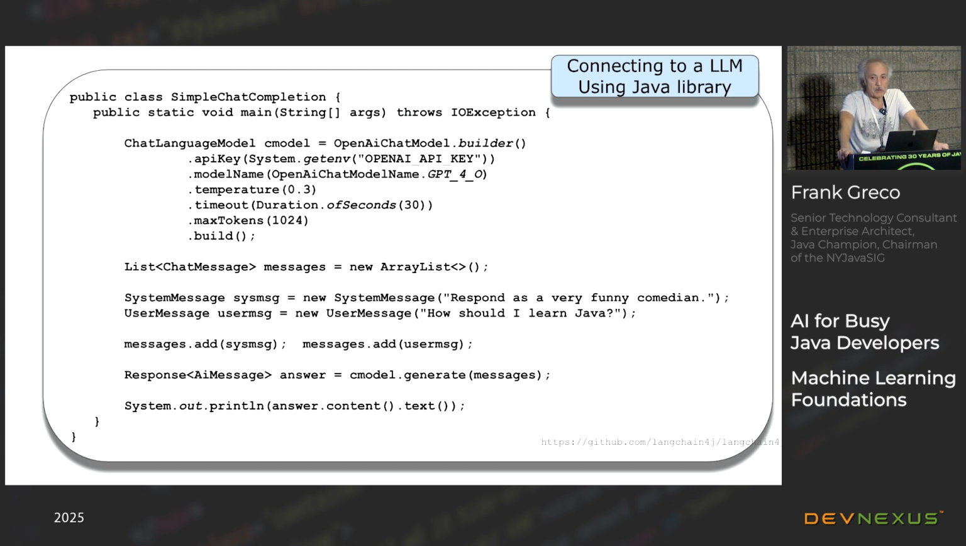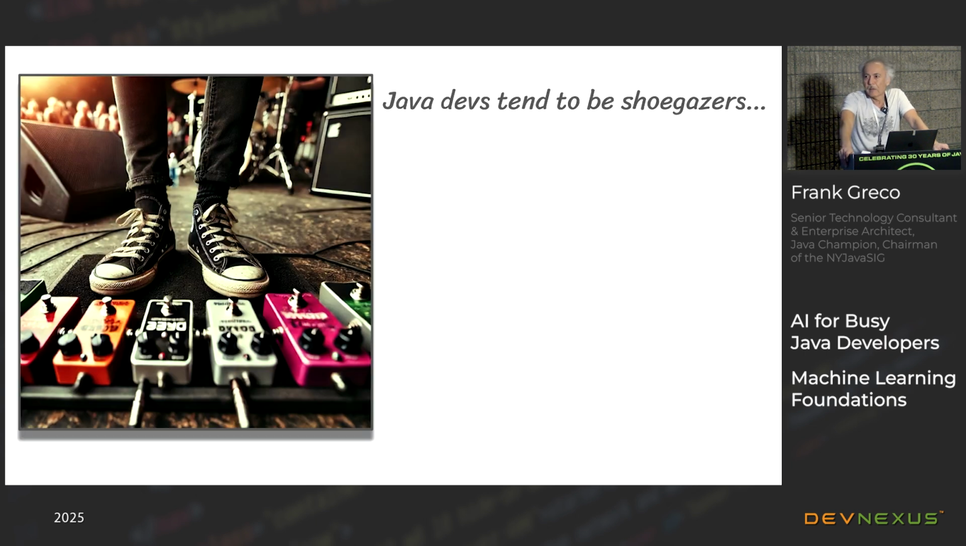Here's another example using a very popular and really nice library, LangChain4j. Less than a page of code. Pretty straightforward. This is not hard. It's not hard stuff at all. So this is probably a piece of cake. I can just plug it into my IDE or my runtime. This is easy.